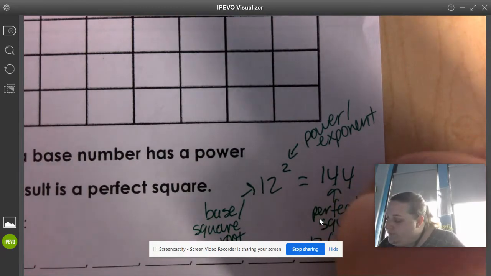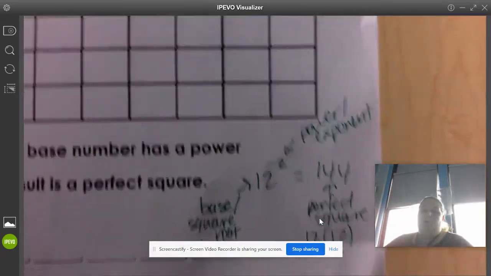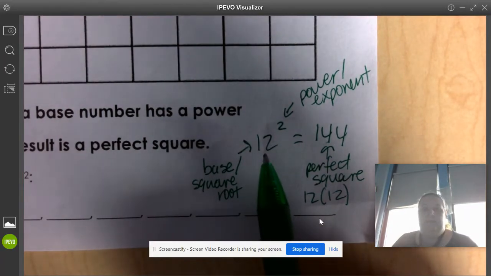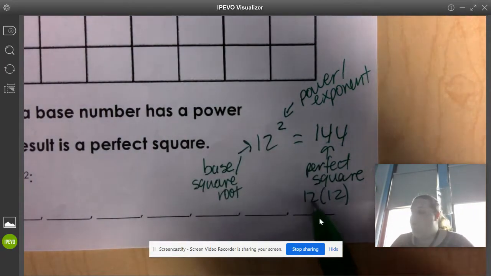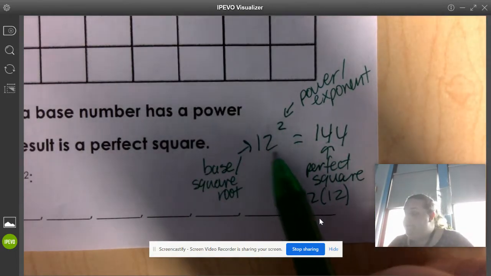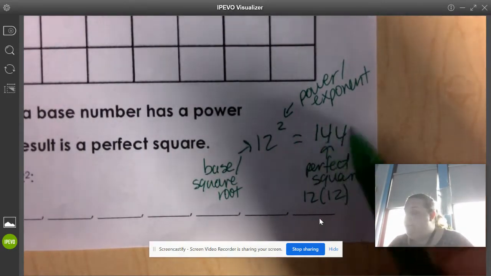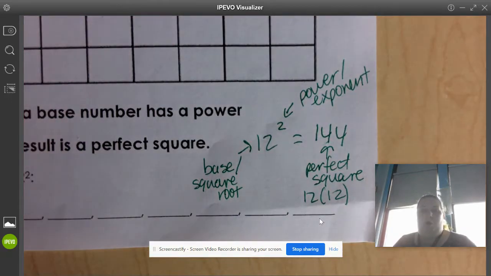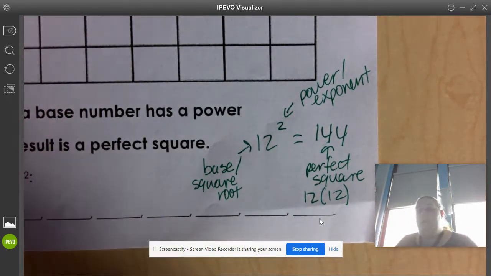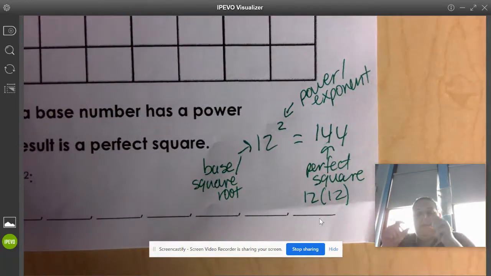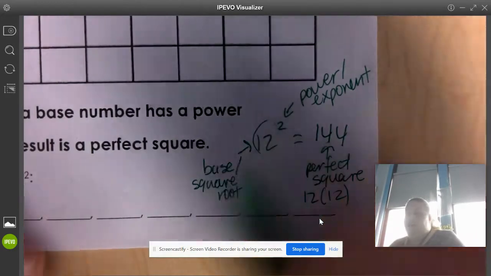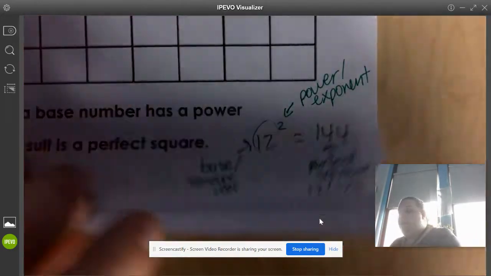And that's just 12 times 12. When we have a power of 2, we multiply the base by itself. So that would tell me to do 12 times 12, which is 144. When I do that, the product or solution is called your perfect square. That's because if you had 144 little squares, you could form a perfect square where each side length is 12, which we're going to talk a little bit more on the back.